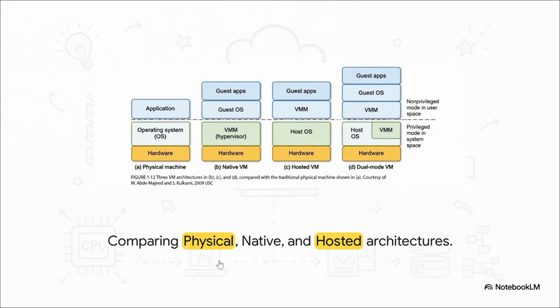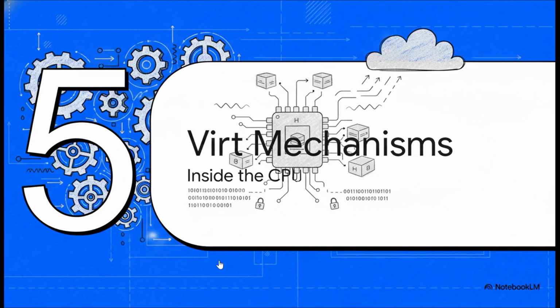Then, in the third column, we have a Type 2 or hosted VM. Notice how the VMM sits on top of a host operating system. This is what you might be running right now on your personal laptop if you use something like VirtualBox. Section 5. Virtualization Mechanisms. That architecture looks clean conceptually, but what is actually happening inside the CPU?